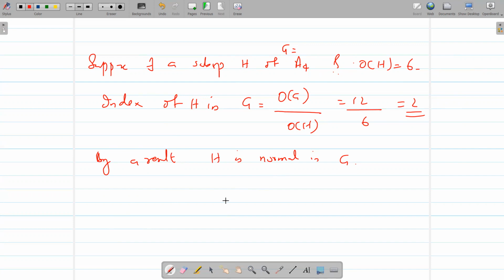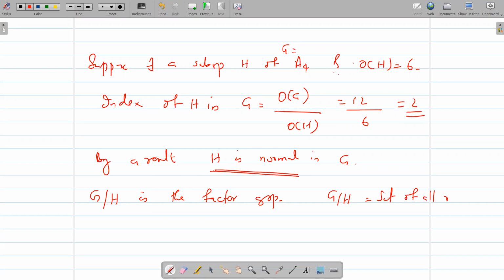H is normal in G. Therefore, every left coset of H in G is identical with the corresponding right coset. Now, since H is normal in G, we have G by H as the factor group. The factor group is the group consisting of all right cosets of H in G. So G by H is the set of all right cosets of H in G.